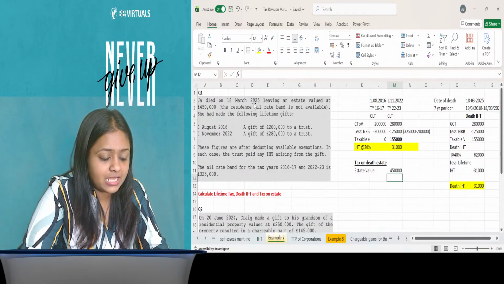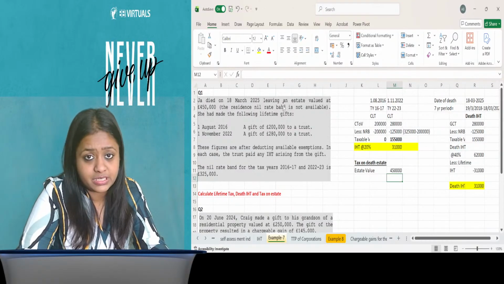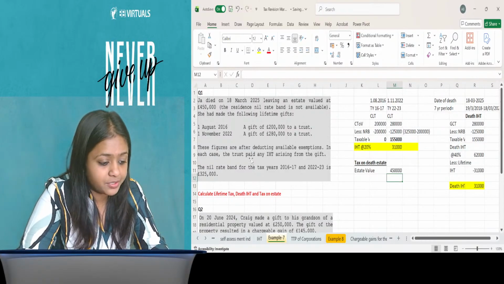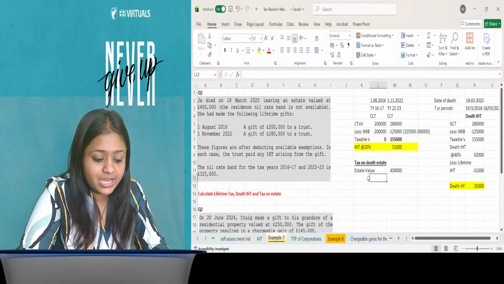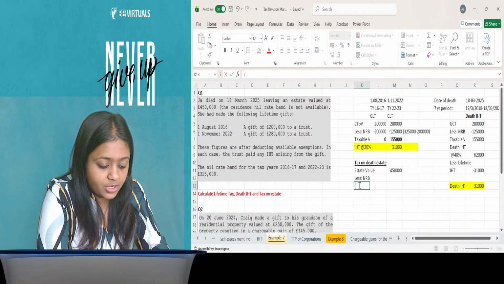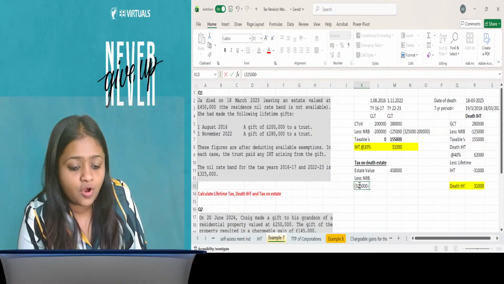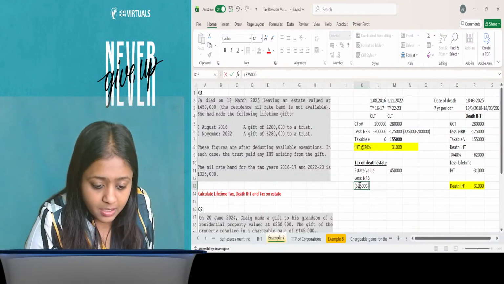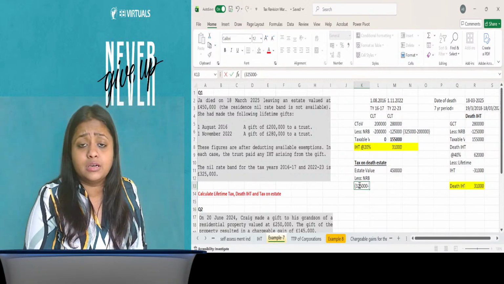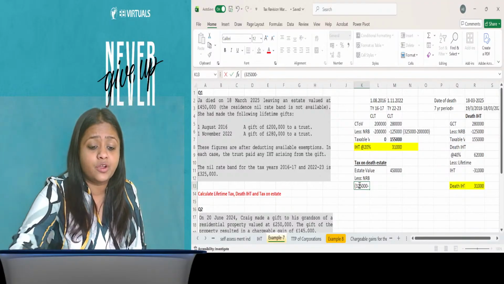Now it says that the RNRB is not available because probably the main residence is not part of the estate which is transferred to lineal descendants. No other information is there, so we'll just reduce NRB. NRB will be 325,000 less the GCT of the chargeable transfers that are made in 7 years prior to the date of death.